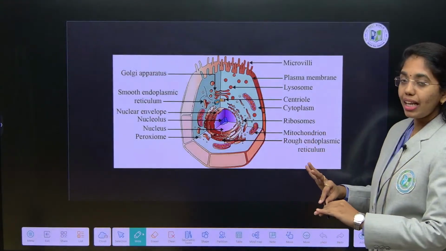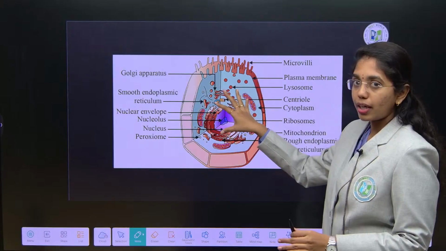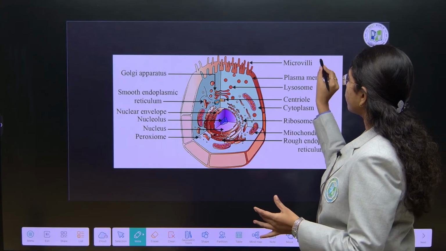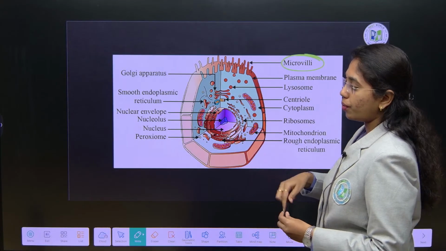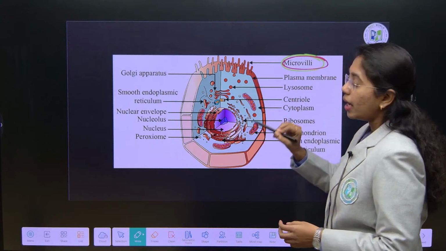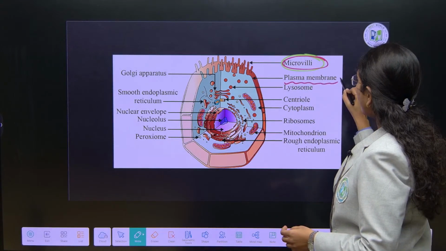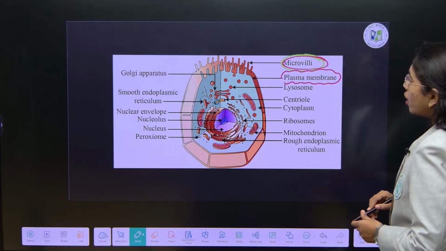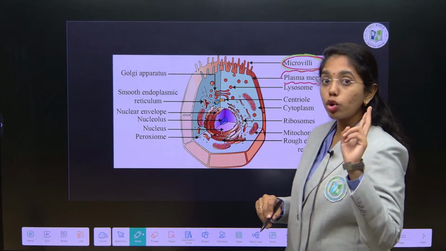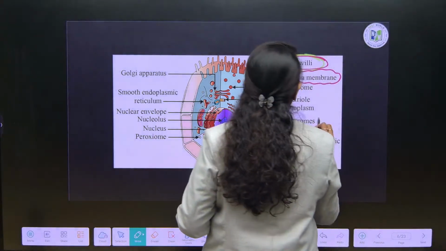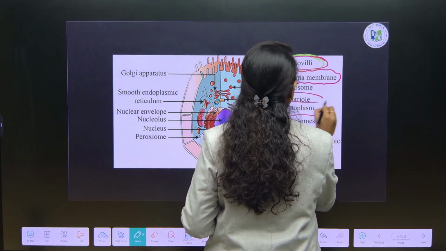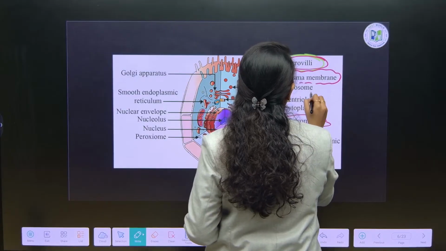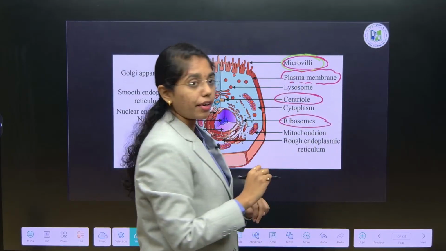This animal cell is from the small intestine, where you can easily look into the microvilli projections. And the limiting boundary is what? Plasma membrane. Here you see non-membrane bound organelles. You will have two non-membrane bound organelles here. One is ribosomes and the second is centrioles.